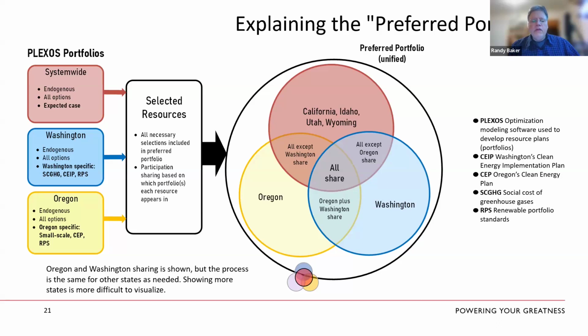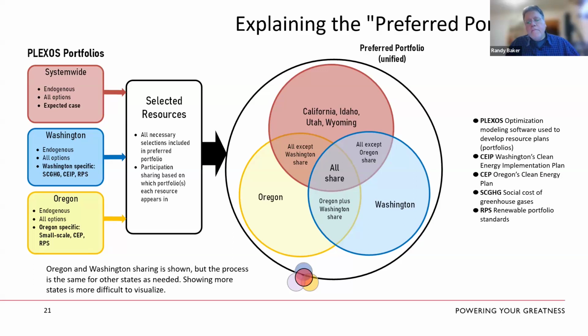So, for example, if we run a Washington portfolio and it has a certain resource that the model thinks that we need for Washington, and then Oregon has a plan that also wants that resource, the result is that we assume Oregon and Washington are going to share that resource. And it works that way across the states.